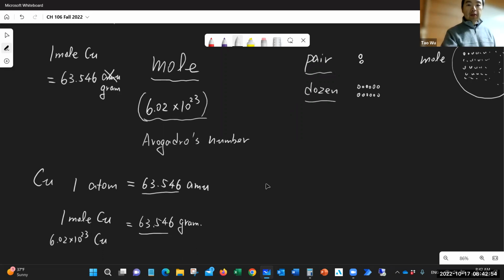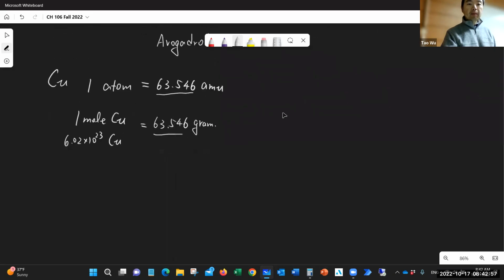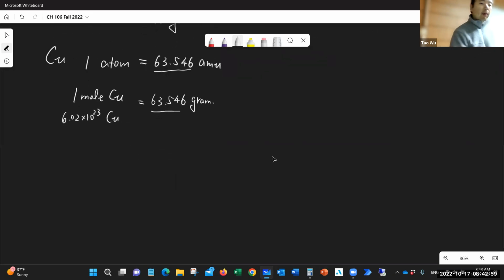Okay, so let's come back. Now we're talking about, if we have 1 mole of those molecules, what is the mass of this molecule? 1 mole of this, what is the mass? Generally we're doing the same thing. If we have 1 mole of oxygen atoms, you can again just look at your periodic table, you can find that should be 15.9994 grams.